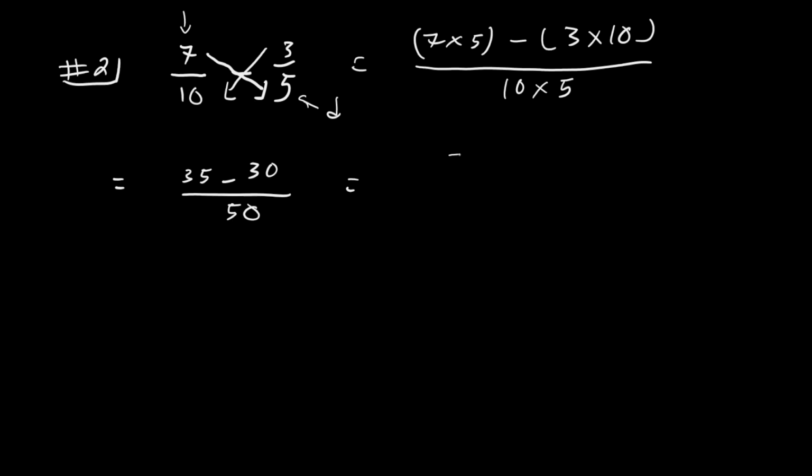35 minus 30 is equal to 5 over 50. In this case, we can simplify our fraction. Let's divide both by 5, and our final answer is 1 over 10.